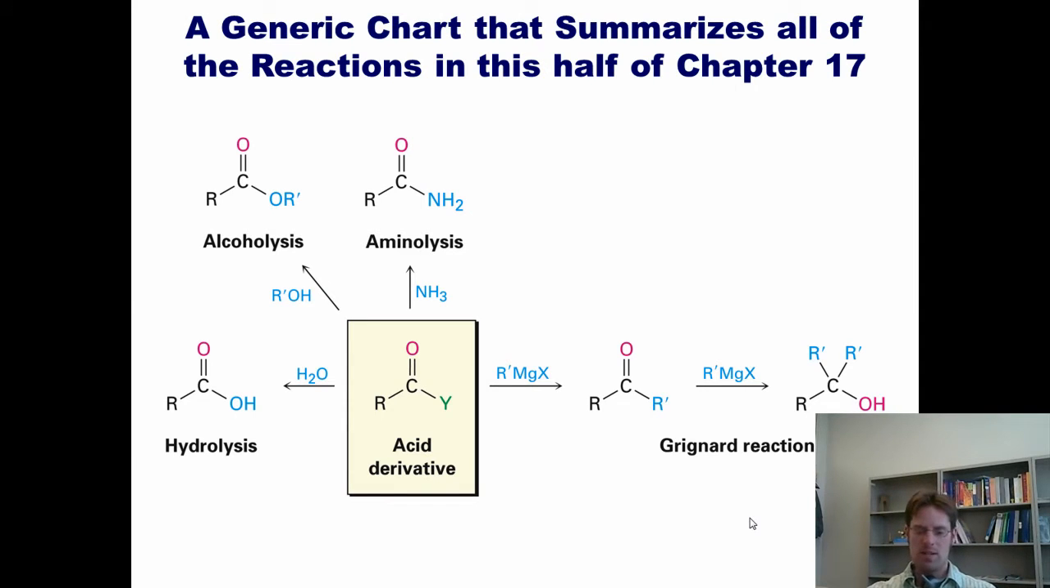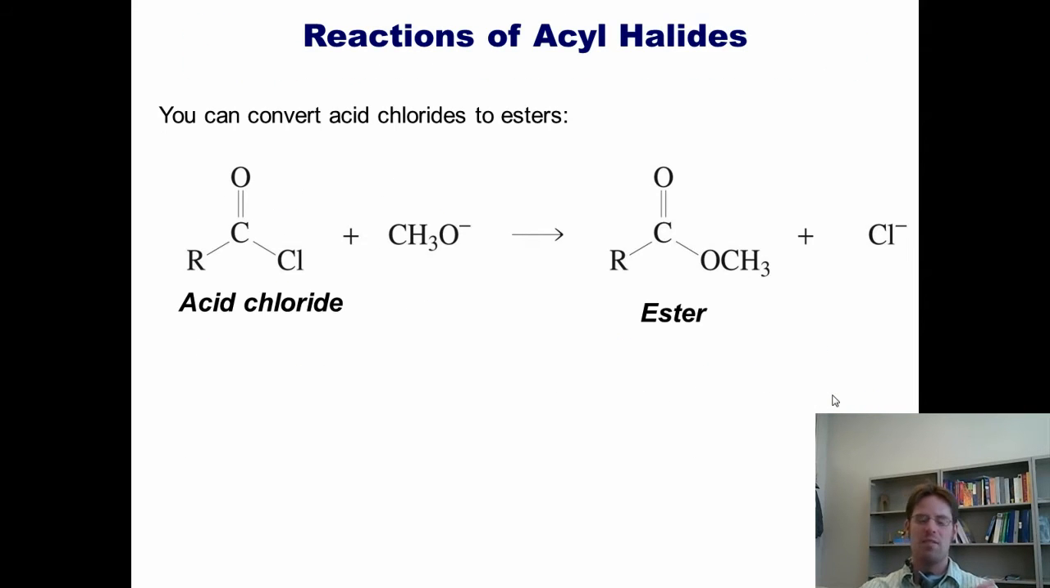This slide summarizes all of the reactions featured in the first half of Chapter 17. As you can see, what we'll learn is that you can start with a number of acid derivatives, and depending on what Y is, you can displace it with a hydroxide nucleophile to form a carboxylic acid, with an alcohol as a nucleophile to form an ester, with an amine like ammonia or another amine as a nucleophile to form an amide, and then Grignard reactions, which we actually won't cover until later on. With that overview now given, we're going to look at every single one of these, one at a time.